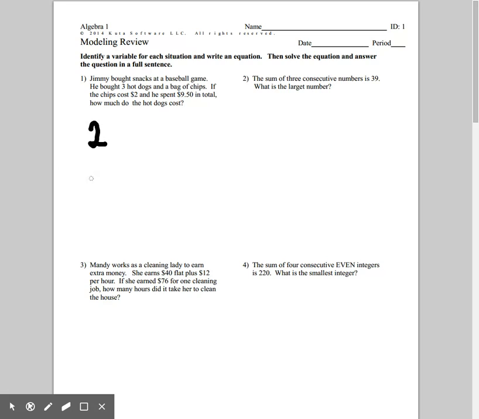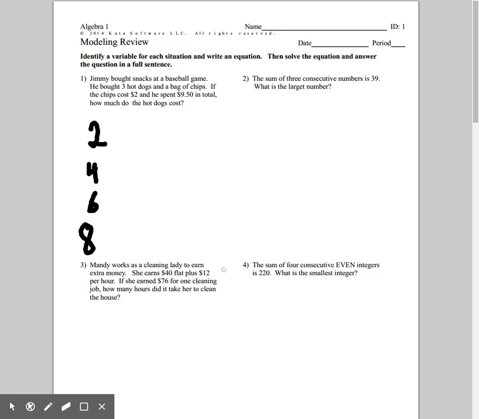What's the next consecutive even number? It wouldn't be 3, right? 3 is odd. Next one would be 4. What's the one after that? It wouldn't be 5 because 5 is odd. The next one is 6. And the last one after that, it wouldn't be 7, right? Because 7's odd. The last one is 8.